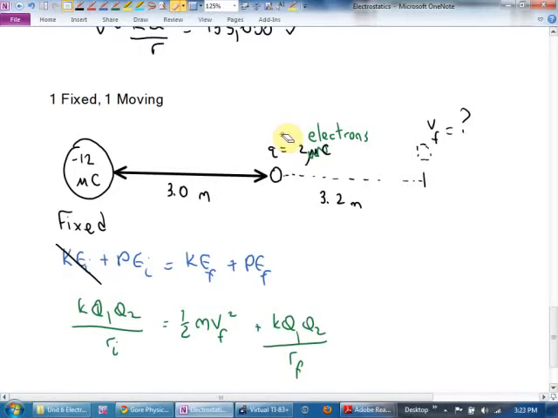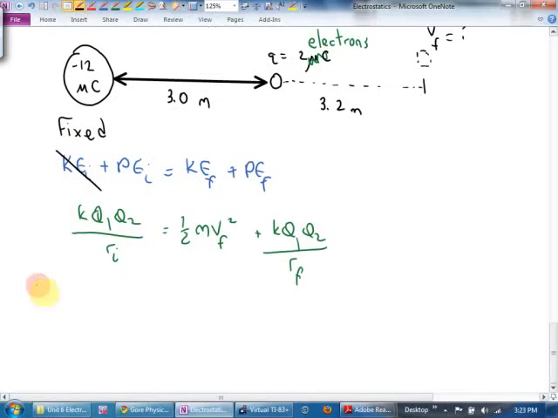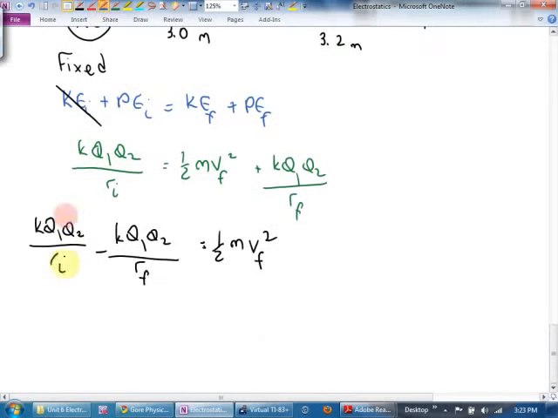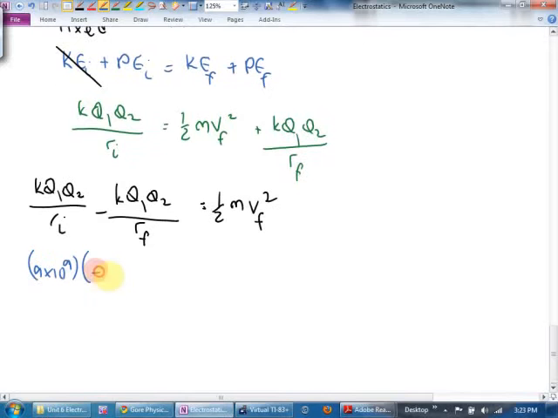I would move this guy over to here. I'm going to have K, Q1, Q2, all over R initial, minus K, Q1, Q2, all over R final. That's going to be a half MV final squared. Q1 was negative 12. Q2 is negative 2 electrons. Remember, an electron is negative 1.6 times 10 to the negative 19. Or 2 electrons, I put the negative there. Divided by R initial, which was 0.3, is that right?